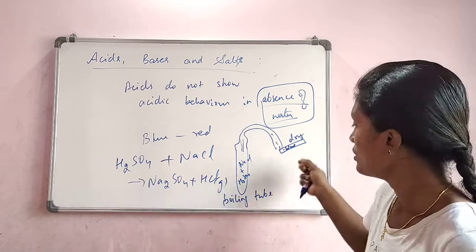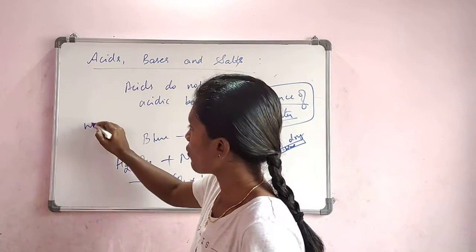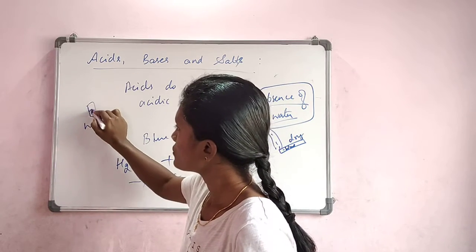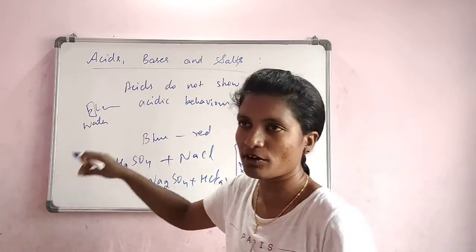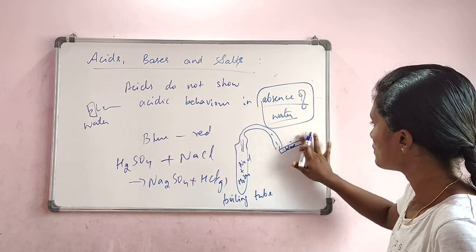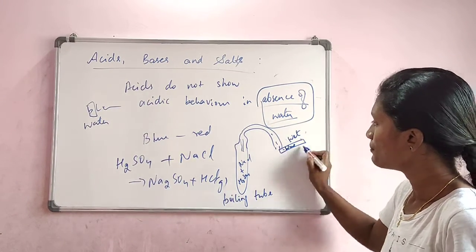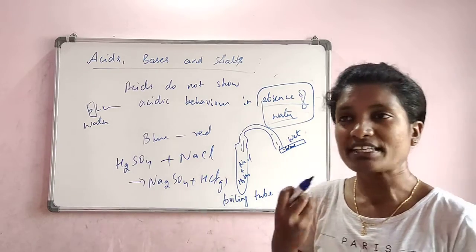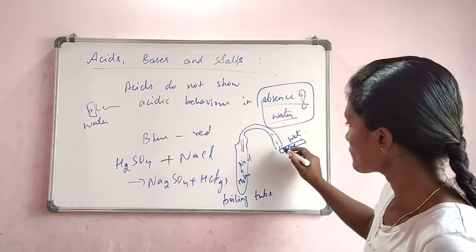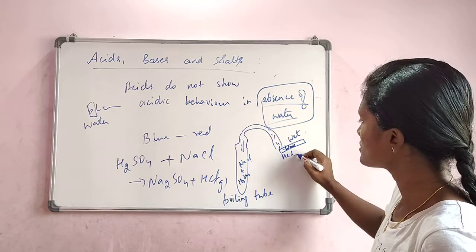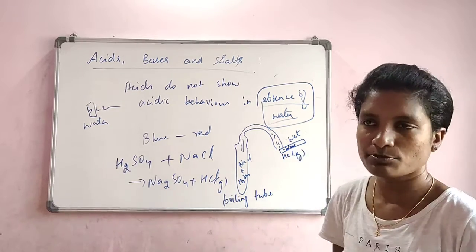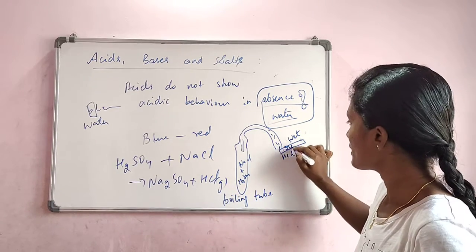So what do we have to do? Dip that blue paper in water. This blue litmus paper has to be dipped in water, and again you use this. Now this is a wet blue litmus paper. So what is the result that we can expect? Once the HCl gas passes through that litmus paper, it turns red.